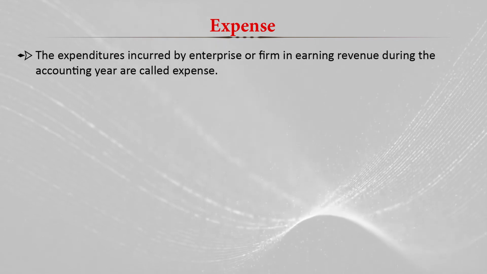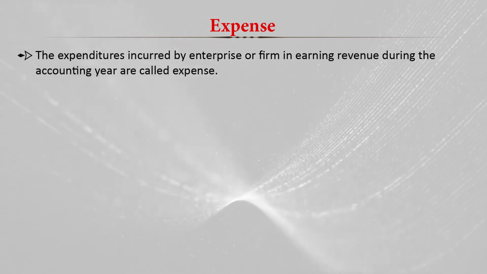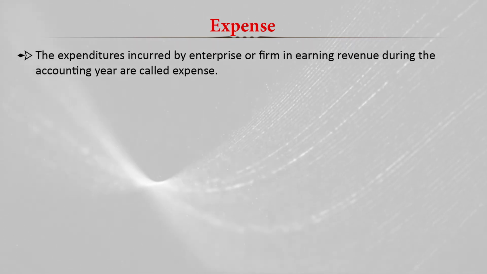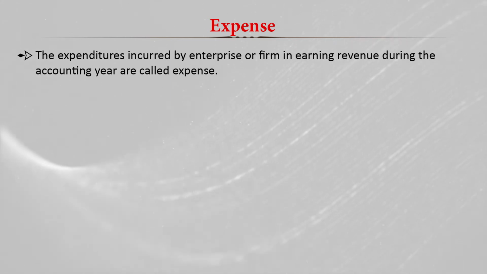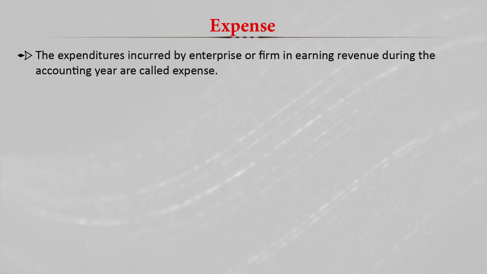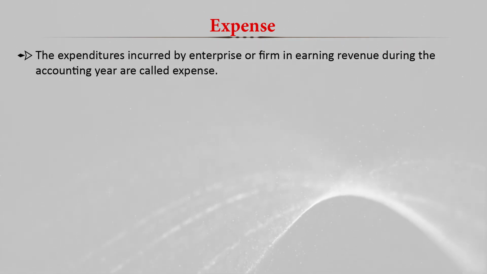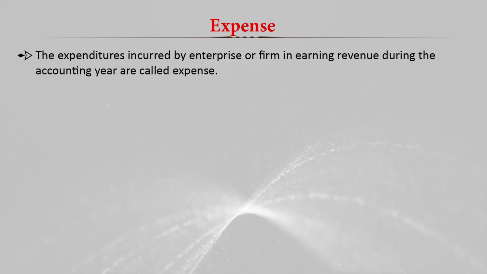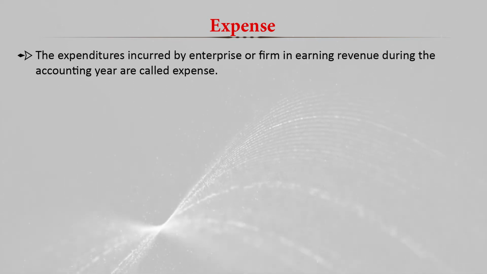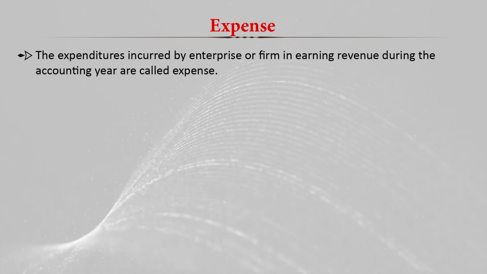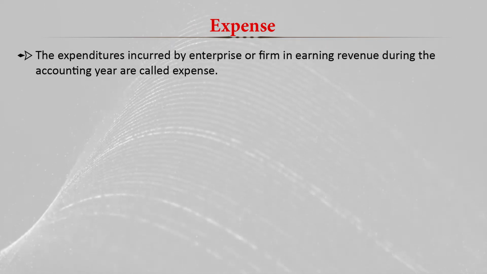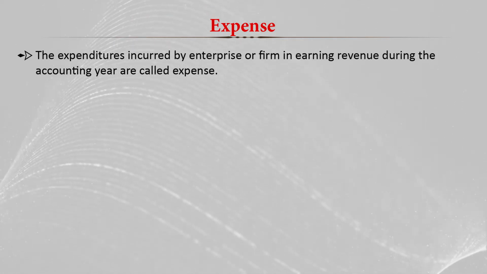Then expenses. The expenditure incurred by an enterprise or firm in earning revenue during the accounting year is called expenses. Whatever the expenses in terms of cost of production, selling the item, administrative costs, and payment of salary, all of these form part of the expense. Again there are two types: one is operating expenses, another is non-operating expenses.